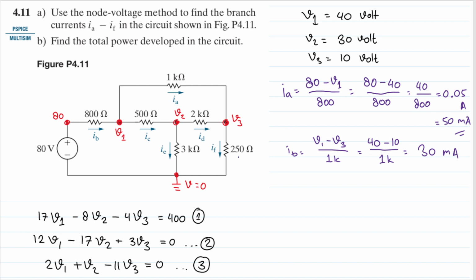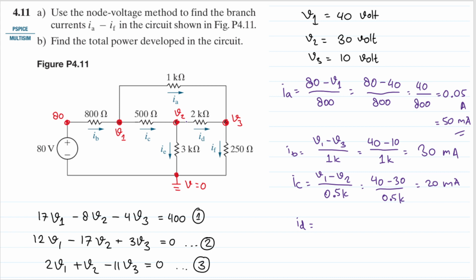Okay, and for IC, I think we can get IC here, which is V1 minus V2 divided by 500 ohm, or 0.5K. Okay, V1 minus V2, that will be 40 minus 30 divided by 0.5K. 10 divided by 0.5, that will be 20, right? So we have 20 milliampere. That is IC.